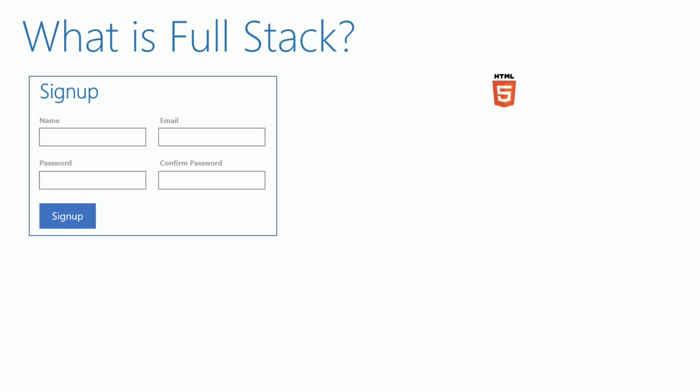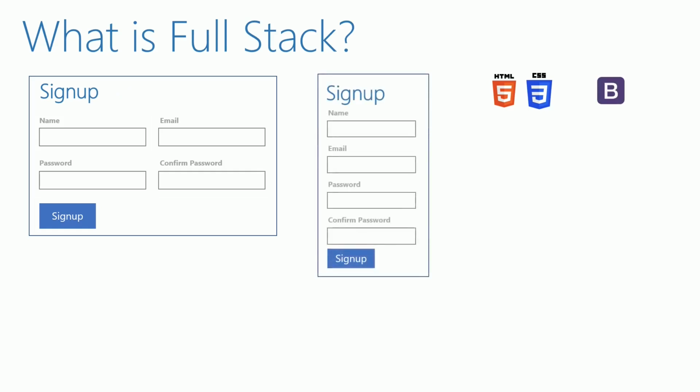HTML helps to define the web page content with labels, input text elements, and buttons. CSS is used to define the font, color, spacing, and screen layout. Bootstrap helps the web page look good in desktop and mobile. JavaScript helps to validate sign-up data entered.